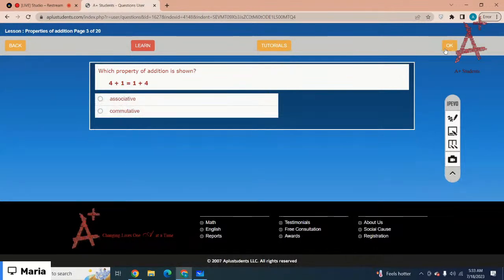Okay, which property of addition is shown? Which is the correct option? 4 plus 1 equals 1 plus 4. Is it associative or commutative? Which property is it? The order of addends doesn't matter. In both cases, the answer is 5. That is the commutative property because two numbers are involved.